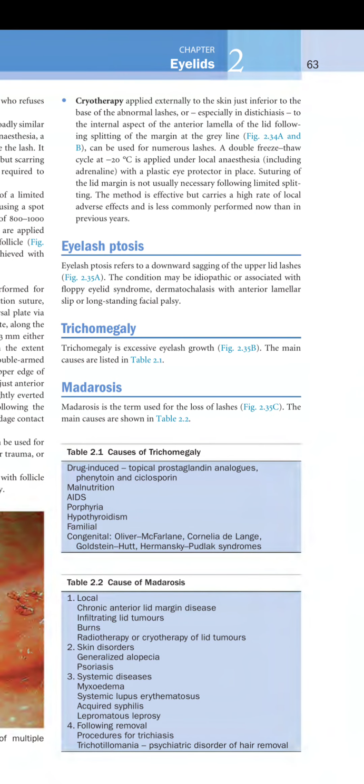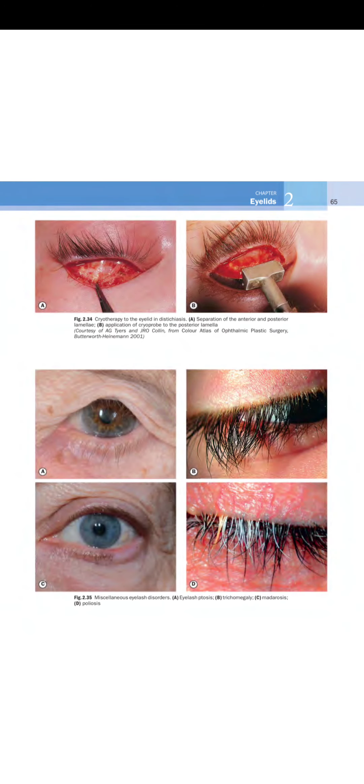Cryotherapy is applied externally to the skin just inferior to the base of the abnormal lashes, or especially in distal cases to the internal aspect of the anterior lamellae of the lid, following the splitting of the lid margin at the gray line. It can be used for numerous lashes. A double freeze thaw cycle at minus 20 degrees Celsius is applied under local anesthesia, including adrenaline, with a plastic eye protector in place. Suturing of the lid margin is not usually necessary following splitting. The method is effective but carries a high rate of local adverse effects and is less commonly performed now than in previous years. So you can see figure 2.34.